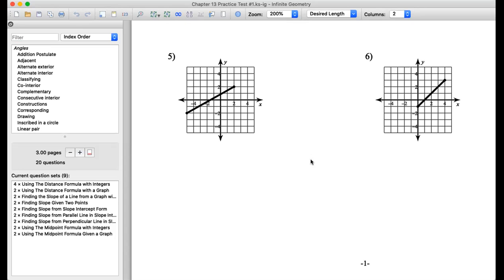Because it says calculate the slope, yes? Where does it say that? I don't know, maybe in the instructions. Say again? Which coordinates?